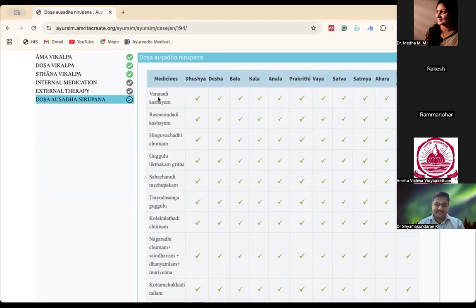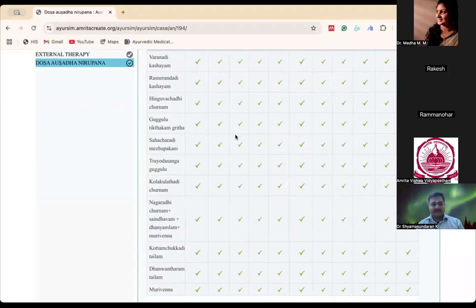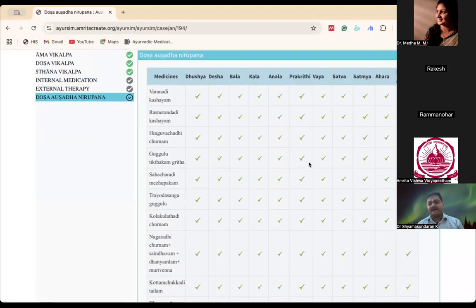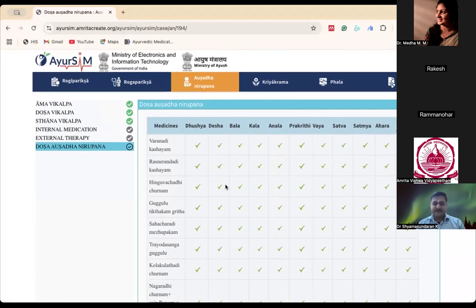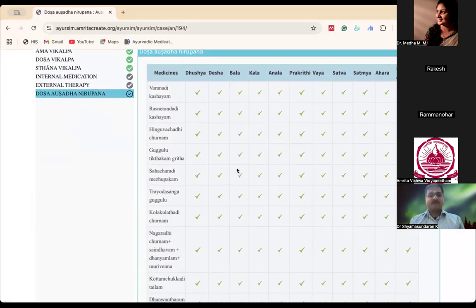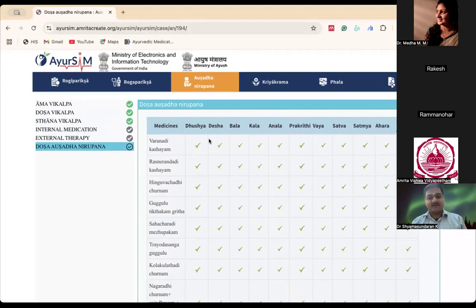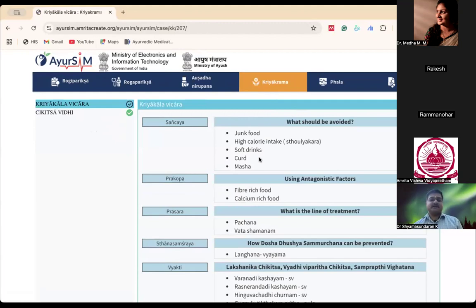See, this is the representation. So Varanadi Kashayam is suitable for, like this, you will get a red tick and a green tick. So red tick means it is not suitable for bala and kala maybe. So you get the whole picture, and there may be an orange tick, which means not completely, but partially. So that will give you an idea of how much the medicine is suitable to that particular condition. And based on that, you will go to the Kriya Kala.